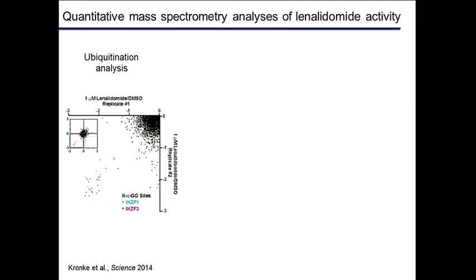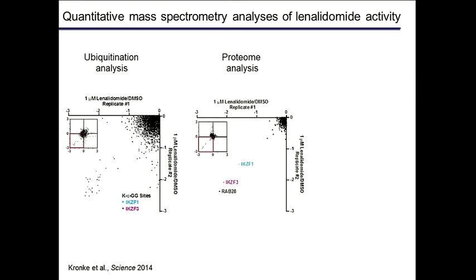Then we asked what proteins have altered abundance. Altered ubiquitination targets cells for destruction by the proteasome. What if we look at the levels of all proteins in a cell? And again, we found the same two proteins have powerfully altered abundance after treatment with the drug.